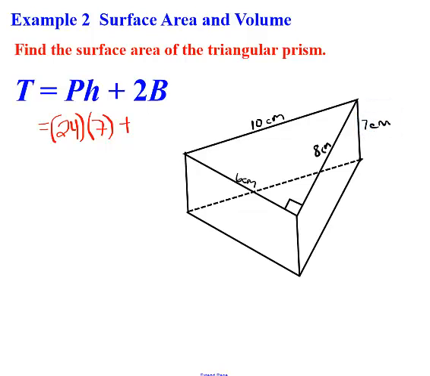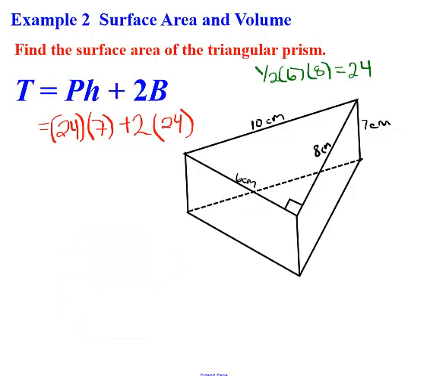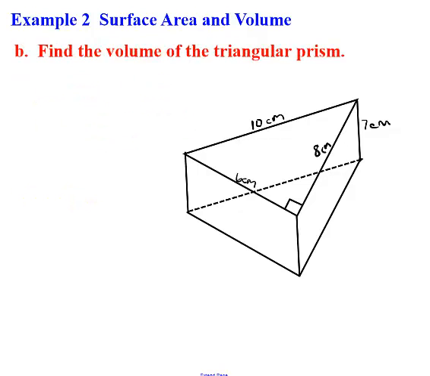Now I have 2 times the area of the base. Well, my base is a triangle, so I want to use the area of a triangle formula, 1/2 base times height. So I'm going to have 1/2 times 6 times 8, which gives me 24. So if I solve this for the surface area, my surface area is 216 centimeters squared.